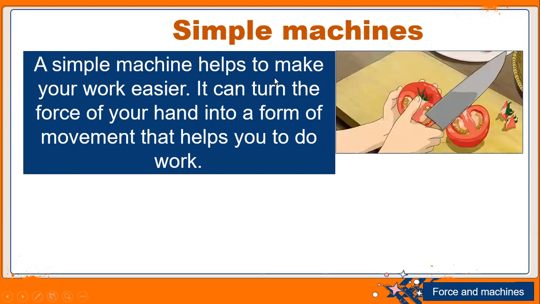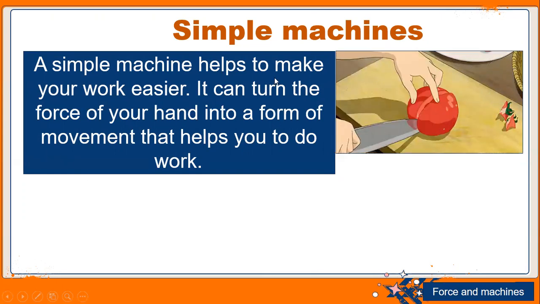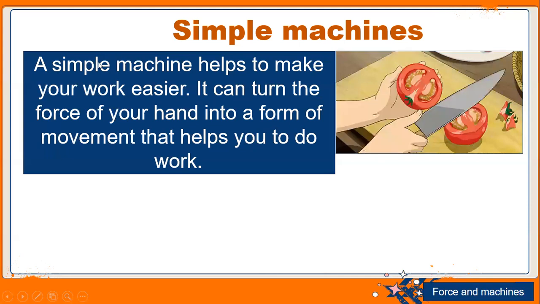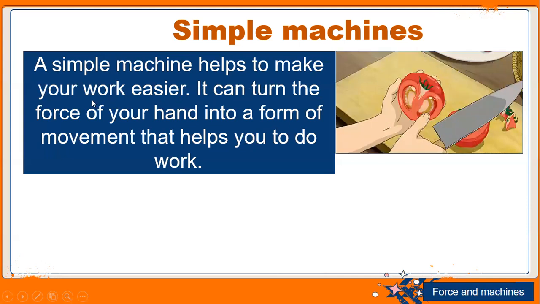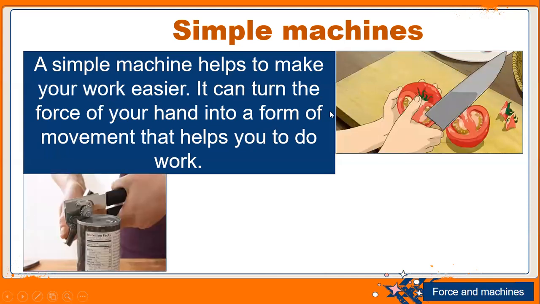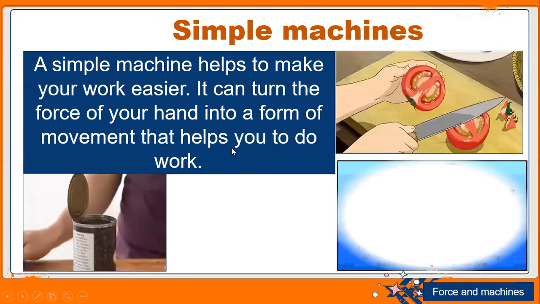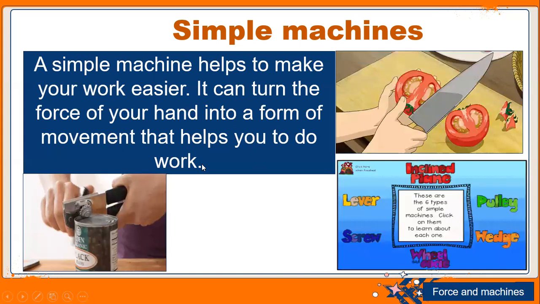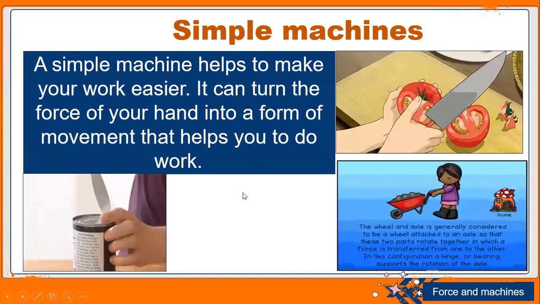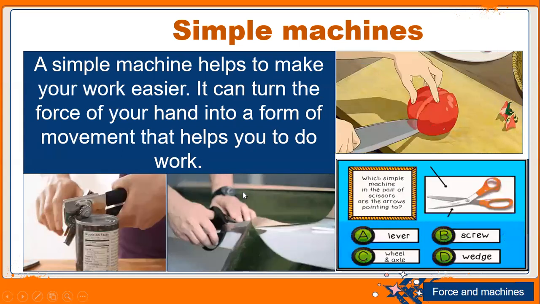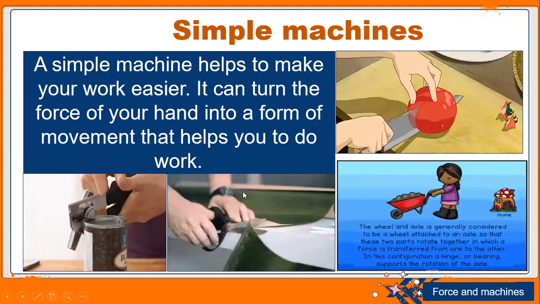So, students, here we are going to discuss simple machines. A simple machine helps to make your work easier. It can turn the force of your hand into a form of movement that helps you to do work. Knife, scissors, spoons, inclined plane, wedges are examples of simple machines.